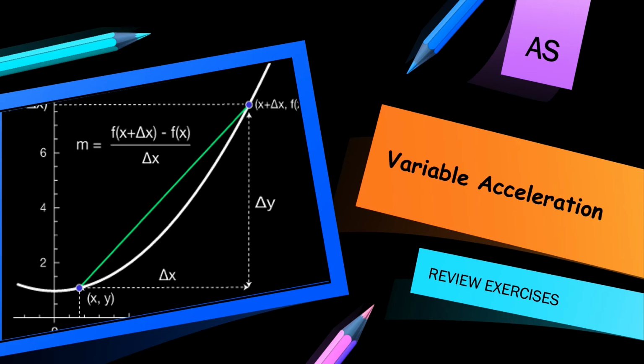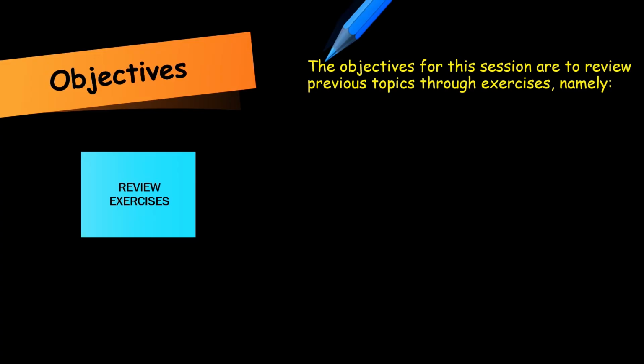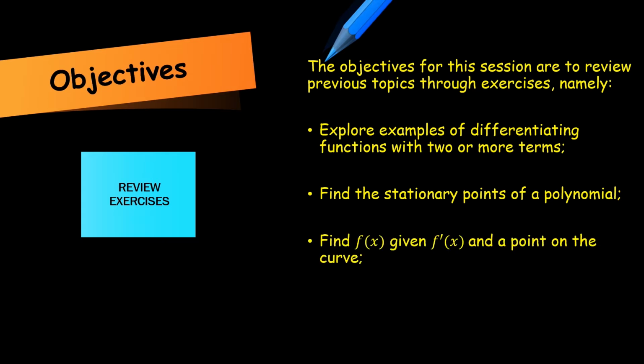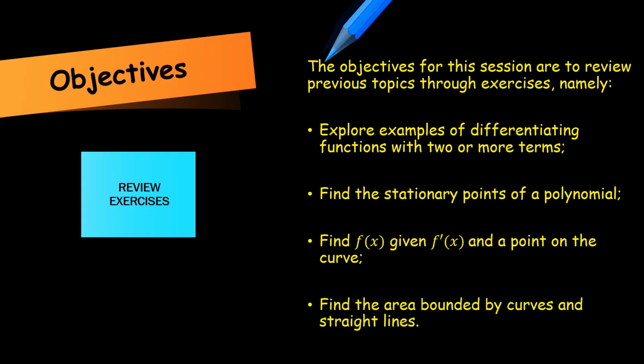Welcome to the session on variable acceleration, review exercises. The objectives for this session are to review previous topics through exercises, namely, explore examples of differentiating functions with two or more terms, find the stationary points of a polynomial, find f of x given f dash of x and a point on the curve, and find the area bounded by curves and straight lines.